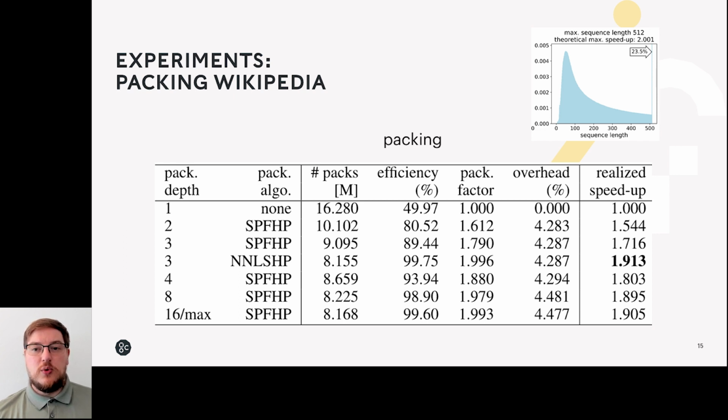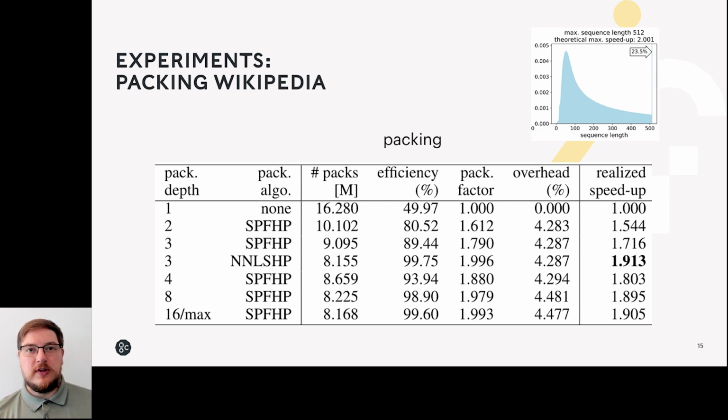Additionally, we looked into how much overhead we have from the processing. Remember, we adjusted how packed sequences get processed. The overhead is a little bit more than 4% and doesn't increase much with the packing depth. If we combine the overhead with the packing factor, we can calculate how much speedup we will get. In this case, our best speedup would be 1.9.